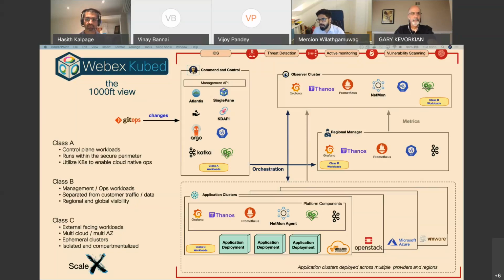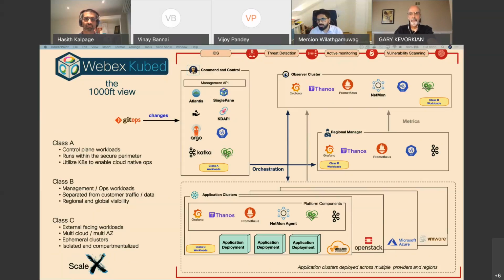So one is our Observer cluster. The purpose of the Observer cluster is to give developers and DevOps engineers a single place to go to look at their application logs and metrics and alerts, irrespective of which provider it's running on, which environment, and it's all in one place. The other one is the Regional Manager.